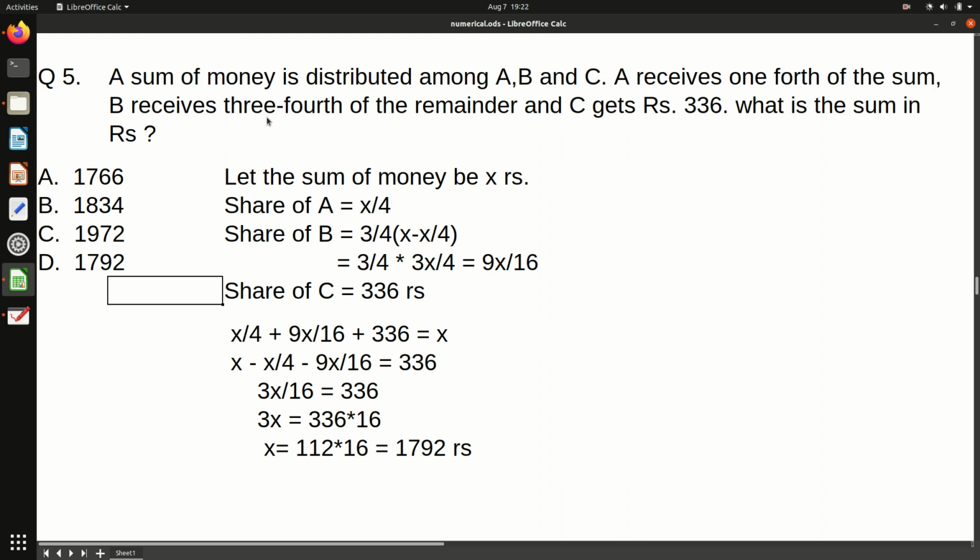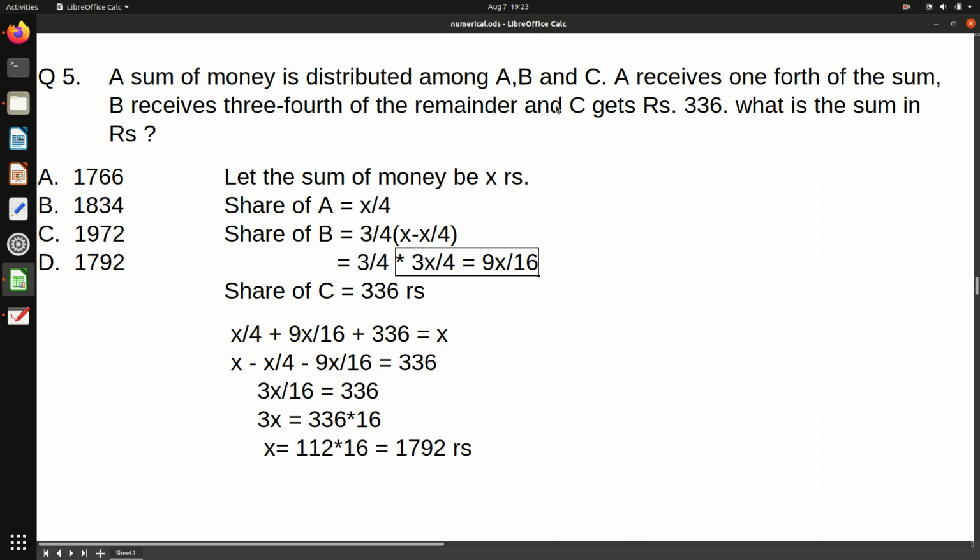B receives 3/4 of the remainder. So the share of B will be 3/4 of the remainder. Now what is the remainder? Total we had X and we gave X by 4 to A. So what will be remaining? X minus X by 4. That's why I have written it here. So this will be the remainder, X minus X by 4. B had X but we gave X by 4 to A, so the remaining is X minus X by 4, and 3 by 4th of it. So 3 by 4 into X minus X by 4 is 3X by 4 into 3 by 4, so we got 9X by 16. Okay. So this was the share of B.